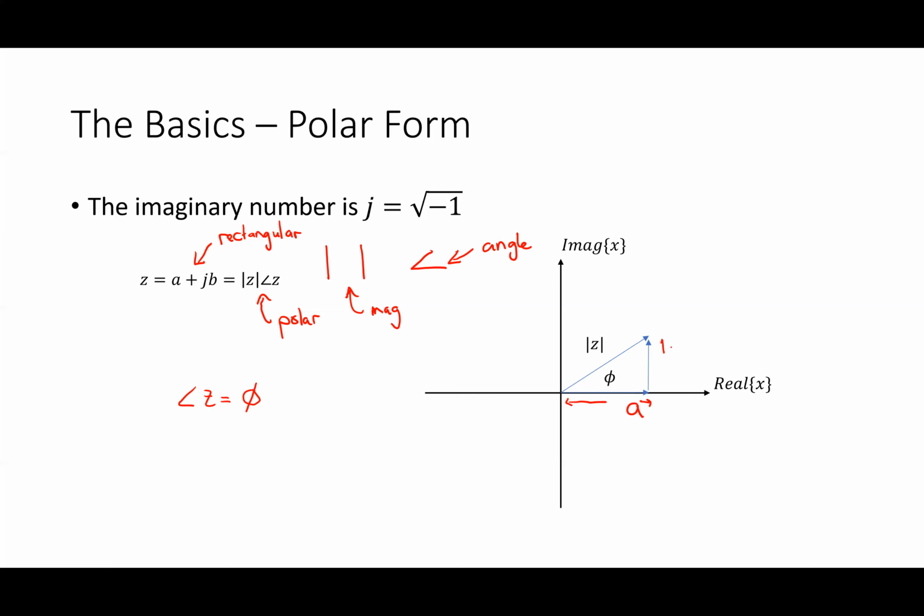And the length of this side is B. Okay. So looking at that, just from the definitions of a triangle here, what can we see? What do I know about the magnitude of Z? How does that have to relate to A and B? A squared plus B squared, square rooted, right? That's the Pythagorean theorem. There's nothing much to remember about that.